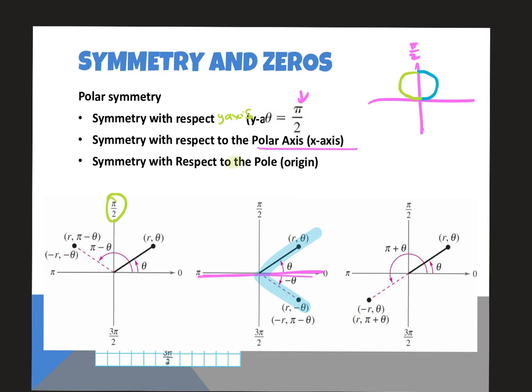And then the last one is with respect to the pole, and the pole is the origin. Anything that happens in the top right corner is going to get reflected into the bottom left. Anything in the top left corner is going to get reflected into the bottom right. So if you understand your symmetry, it eliminates half your work because you literally can just flip your points over. That's one really easy way to eliminate some work.